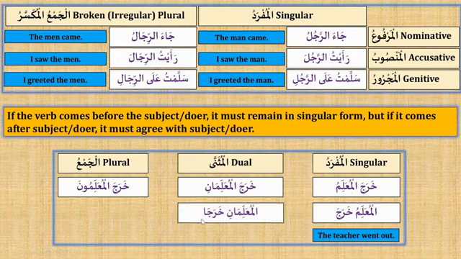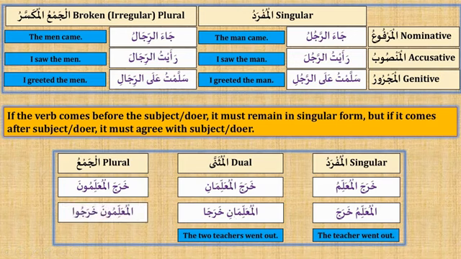المعلمان خرجا, the two teachers went out, and the plural is المعلمون خرجوا, the teachers went out, more than two teachers. As we see, if the verb comes after the subject, it must agree with the subject, meaning it must be the same as the subject in terms of singular, dual or plural. المعلمان خرجا, المعلمون خرجوا. That's all for today's lesson.